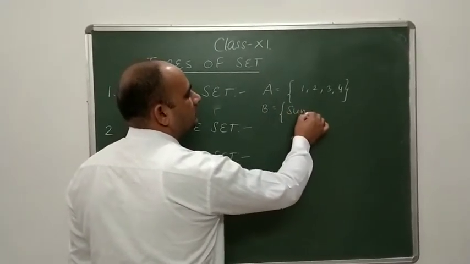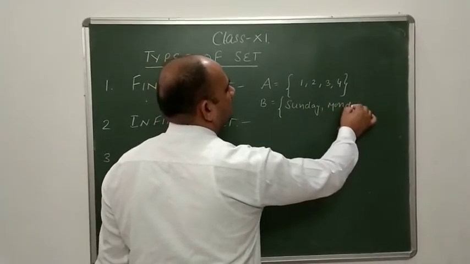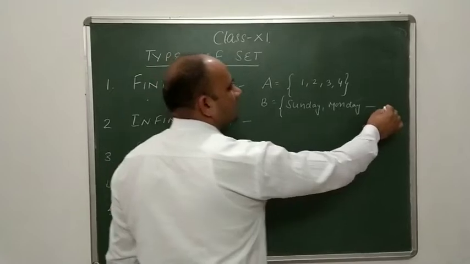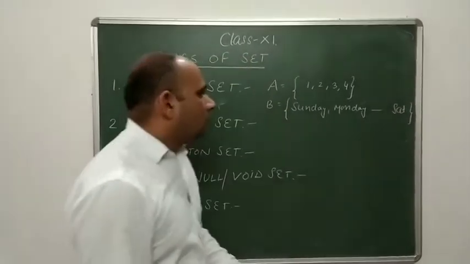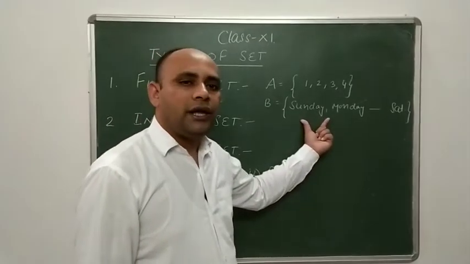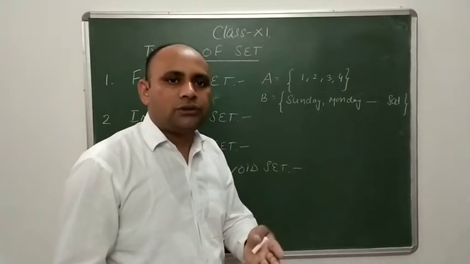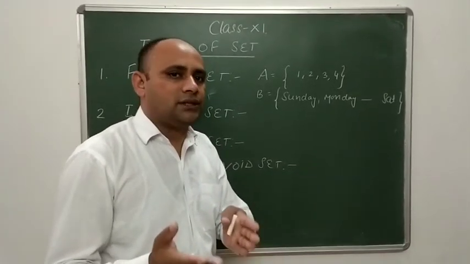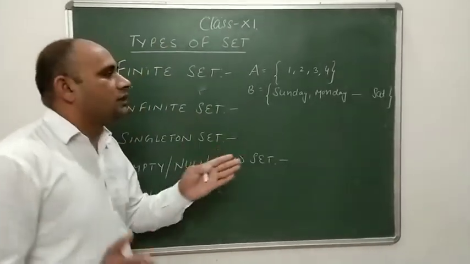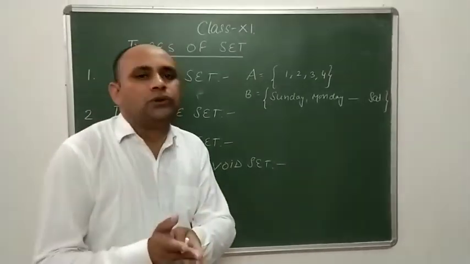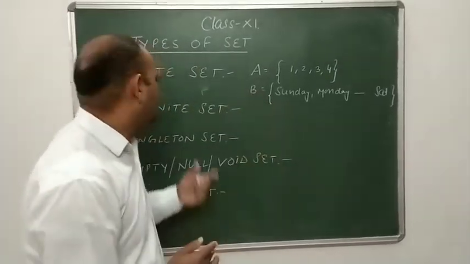Another example, Sunday, Monday, okay, up to Saturday. So you know days of the week is also in finite order. We can count Sunday, Monday, Tuesday, Wednesday, Thursday, Friday, Saturday. So a set in which the number of element in finite order countable is called finite set.